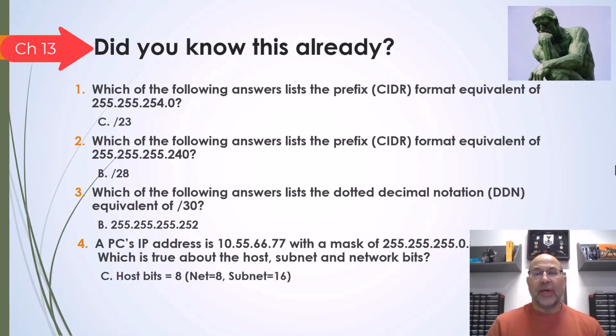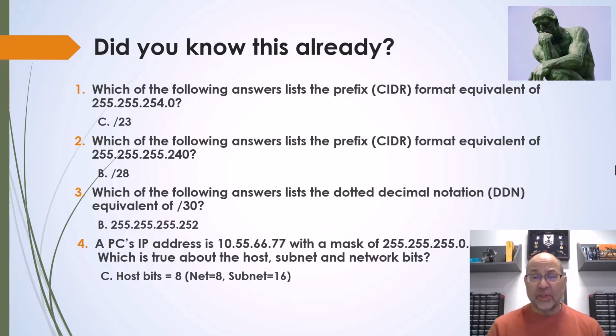So which of the following answers lists the prefix CIDR format equivalent for 255.255.254.0? Well, now we know how that all comes about. If it was 255.255.255.0, that would be /24, so this is /23.